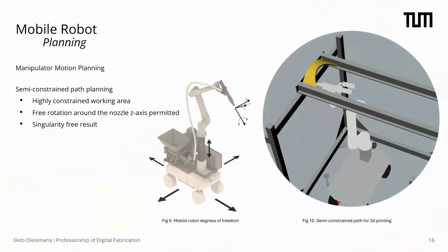Then the manipulator motion planning is a semi-constrained path planning. So here we have to make sure that the robot can print in between these two beams without hitting it. This is only possible when we actually rotate the nozzle around. So we have a free rotation axis around the z-axis. And in this case, we have a list of configurations that are generated for each point with a free rotation around the z. It's basically doing inverse kinematics for all these points and finding the shortest path between them. So a kind of a least cost optimization.